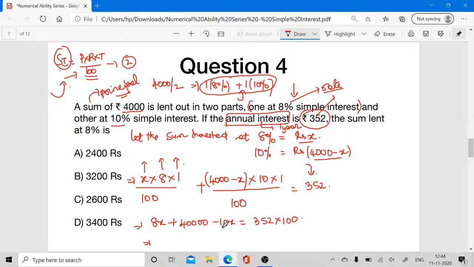Okay, so you know this is minus 10x. So I will take it to the right hand side and shift this to the left hand side. So this is 40,000 minus 35200 is equal to, minus 10x becomes plus 10x, plus 10x minus 8x is 2x. So 40,000 minus 35200, so this is actually 4,800 is equal to 2x.